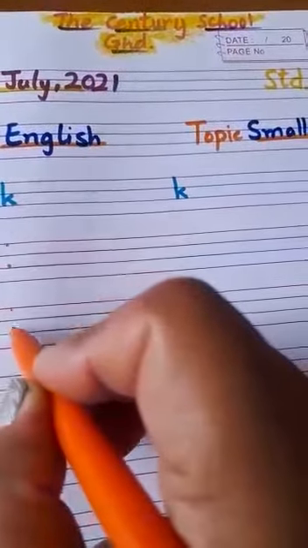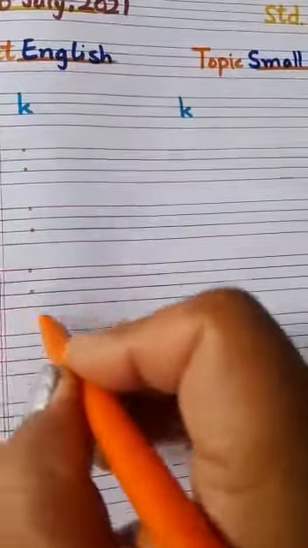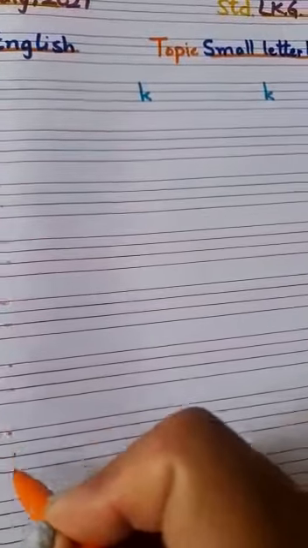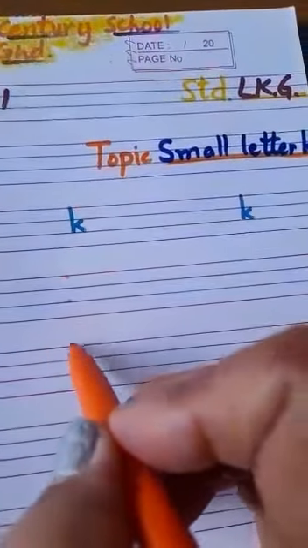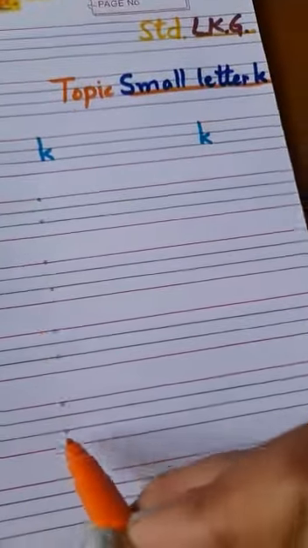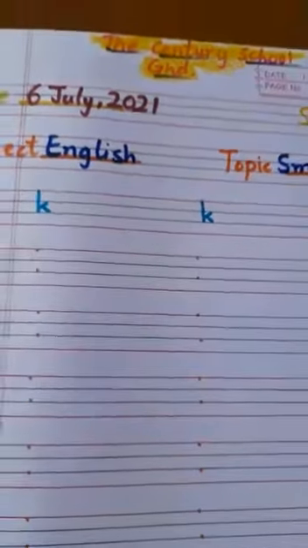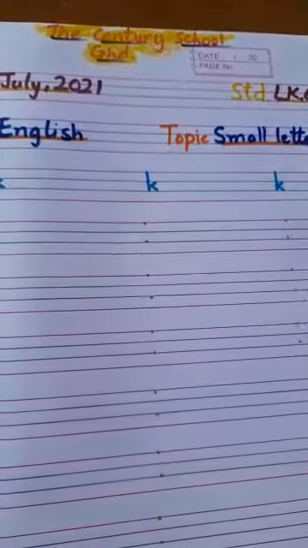Okay students, now dear parents, make notes according to K on the whole page like this: red line to black line, red line to black line according to K. This is K. Now dear students, take your pencil. Now we will start our K.